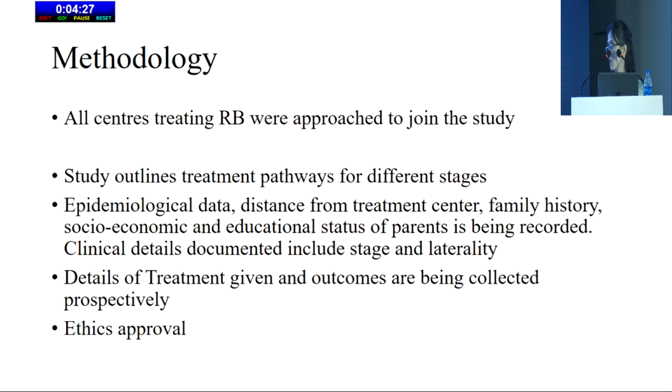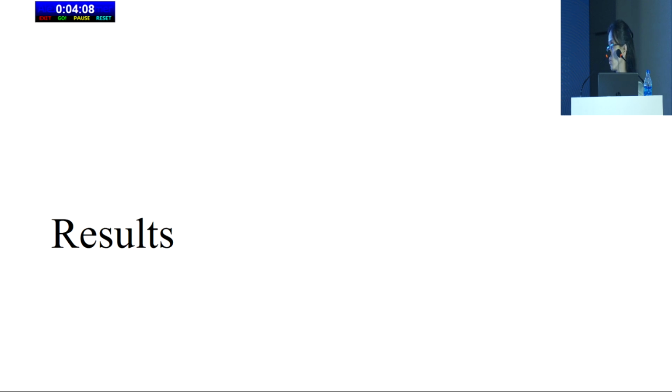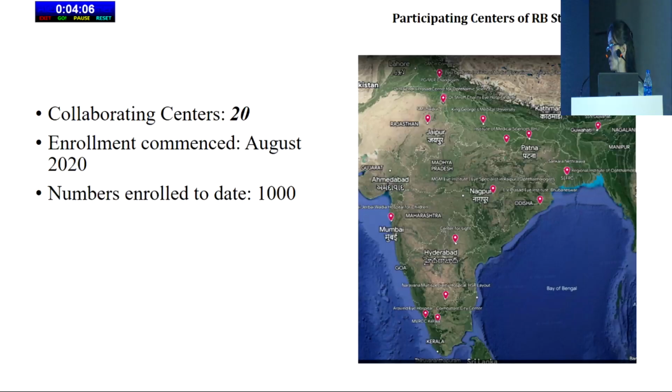All centers in India who are treating retinoblastoma were approached to join the study. A study outline, a standardized protocol, and the treatment pathway were laid down. It was peer reviewed. Epidemiological, clinical, socioeconomic, treatment and outcome data were collected, and all the centers got their ethics approval before starting to enroll the patients. Till now, there are 20 collaborating centers, the study is still enrolling patients, and 1,000 patients have been enrolled till date.